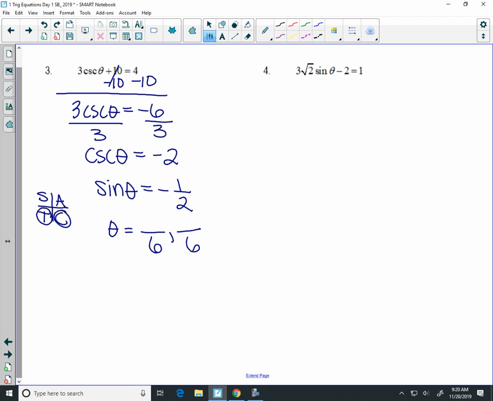In quadrant 3, that's 7 pi over 6. You can use the trick of the 1 more than your denominator. And in quadrant 4, 11 pi over 6.